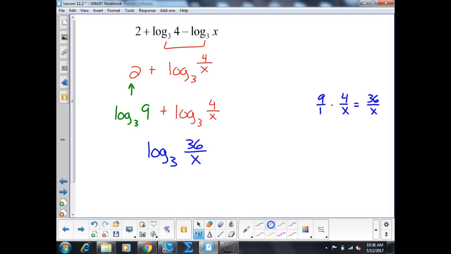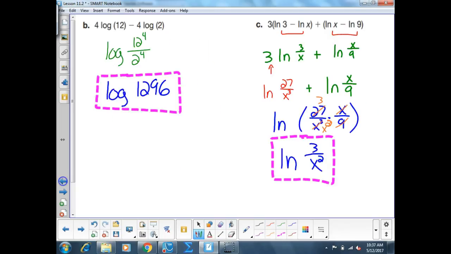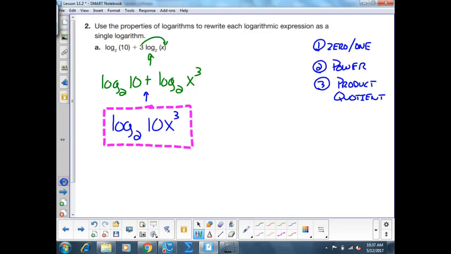Question? Tonight on your homework, you're going to get a sheet. On the front side, it's going to be expanding, and on the back side, it's going to be contracting. However you want to say it. So you said the front side's going to be like yesterday, the back side's going to be like today? No, both sides are going to be like this.